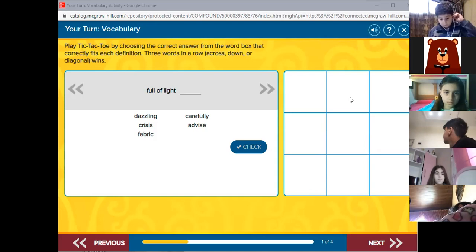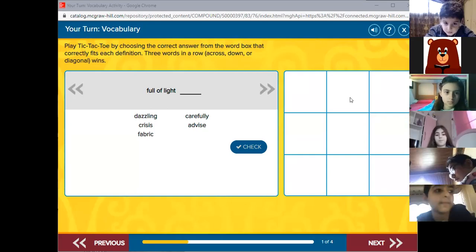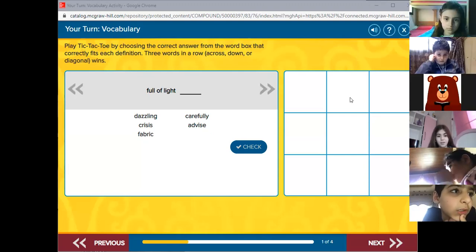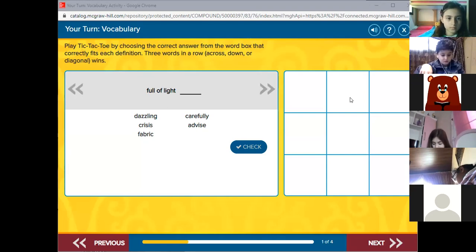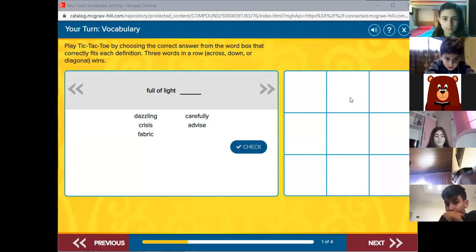Yalla, Rev, give me the word. Okay, full of light, it's dazzling. What else? It's not fabric. Give me the words on your book. We have attract and fabric, greed, honest, requested, sword, and trudged. Trudged, you mean? Yeah. Yes, trudged.